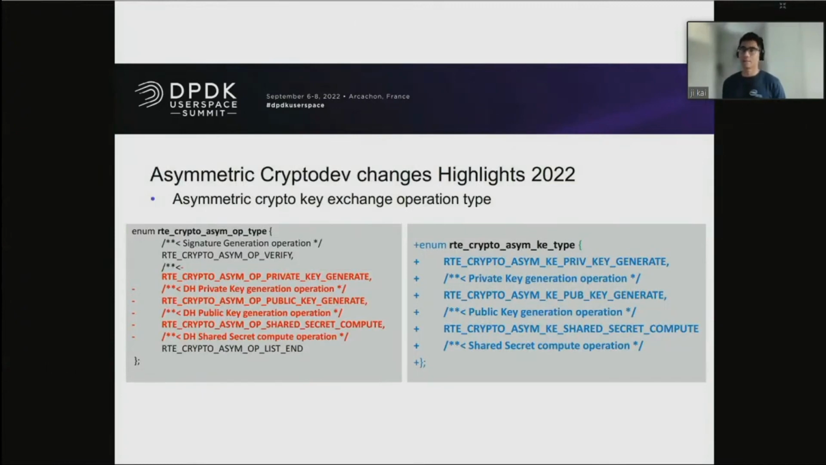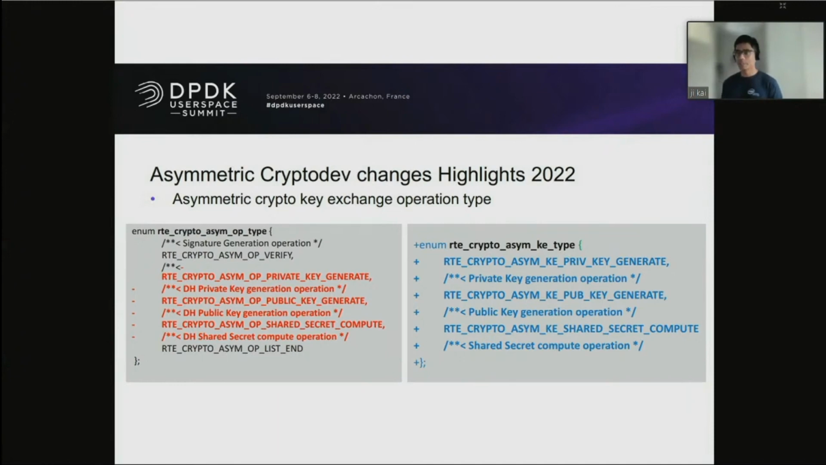So first, the asymmetric crypto key exchange operation type. Originally, the key exchange type enum was defined in the asymmetric op type enum, alongside op encryption, op decryption, op sign, and op verify. Actually, the use cases of this key exchange operation, like private key generation and public key generation, are unrelated to those asymmetric operations. Therefore, we separated the asymmetric key exchange type from the op type enum to make it clearer and more readable.